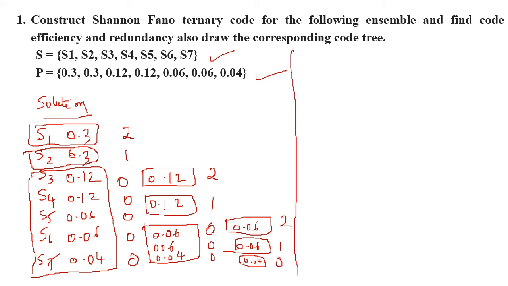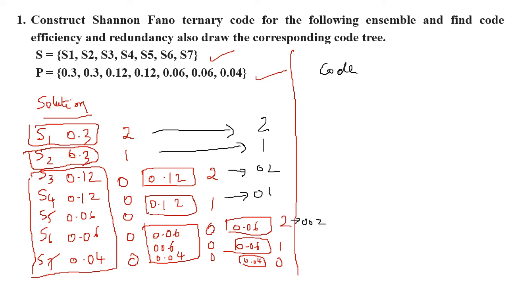Next is we are going to write the respective code here by taking the row wise value. So first code is this particular row value here. So this code I am going to write it here. Code will be 2. The next one will be 1. This will be 0, 2. This will be 0, 1. This row value will be 0, 0, 2. Then you will have 0, 0, 1 and the last one will be 0, 0, 0. So we will write the code here. Code will be 2, 1, 0, 2, 0, 1, 0, 0, 2, 0, 0, 1 and 0, 0, 0.